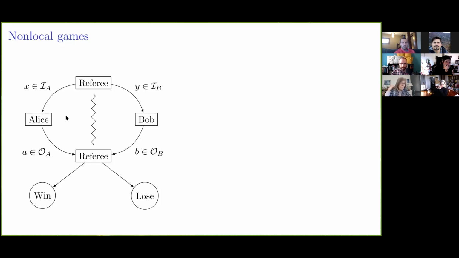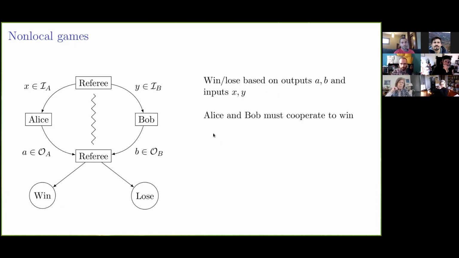Based on their inputs and those outputs, the referee decides whether the players win or lose. Now, what makes this game interesting? First of all, note that whether they win or lose is based on the outputs and the inputs. So there's a function that says, based on this pair of inputs and this pair of outputs, you win or you lose. And second, Alice and Bob are working together, so they are going to cooperate to win. And they know the winning conditions in advance. They know what pairs win and what lose.